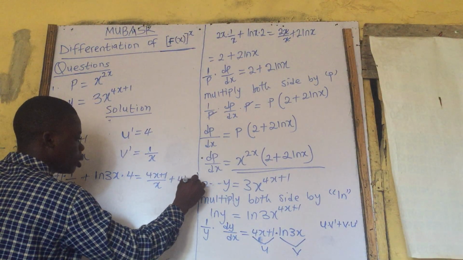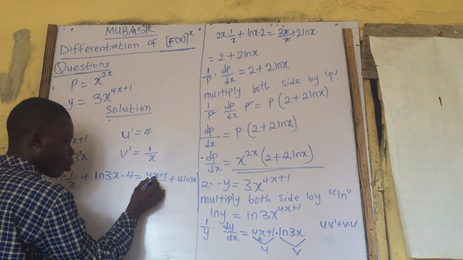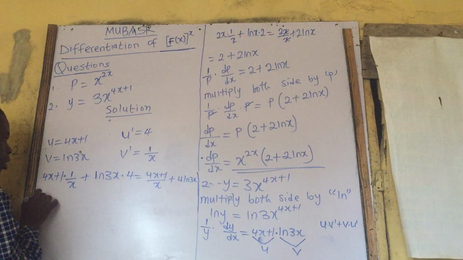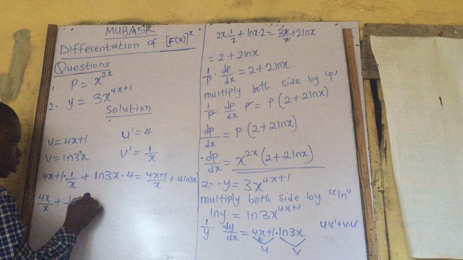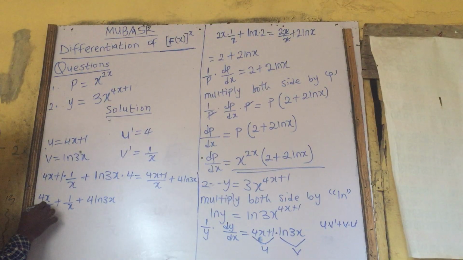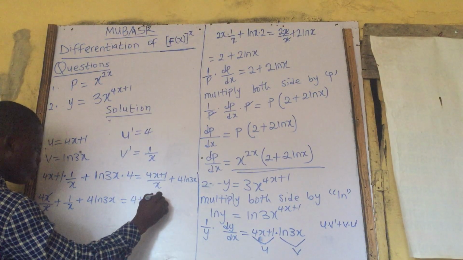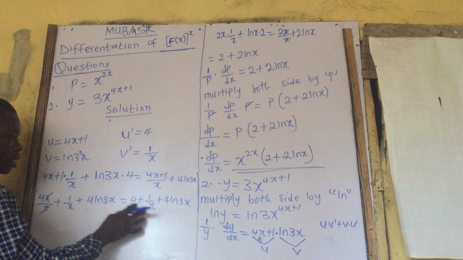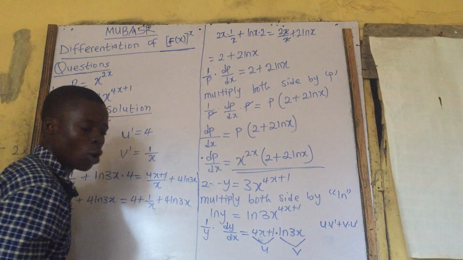That is 4 natural logarithm 3x. Now, in this place, I can separate the fraction. I can clear this x by separating the fraction: 4x divided by x plus 1 divided by x plus 4 multiplied by natural logarithm 3x. Now, x cancels x, what remains? 4 plus 1 over x plus 4 multiplied by natural logarithm 3x. So this is our final answer by using the product rule.